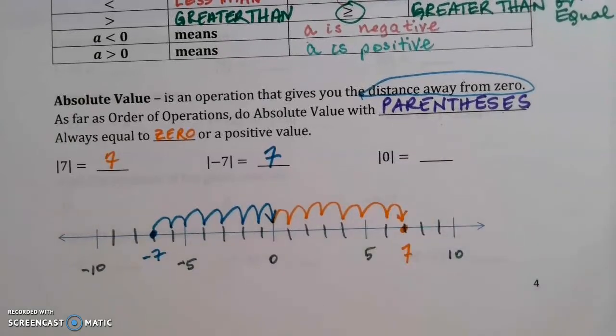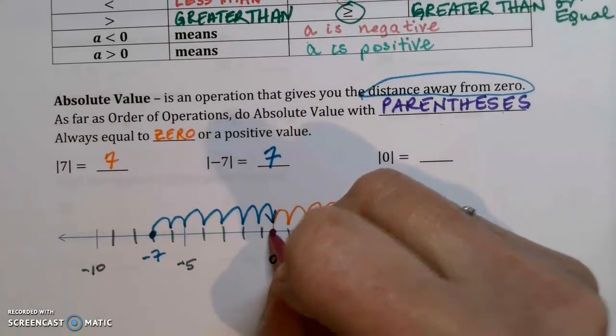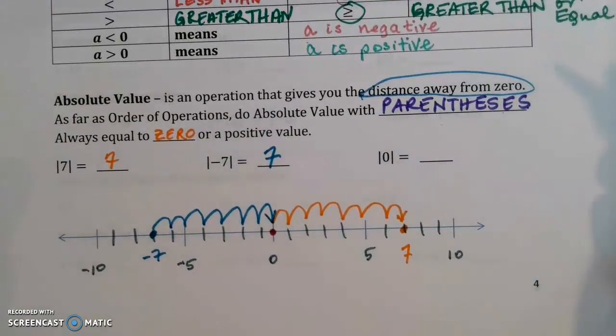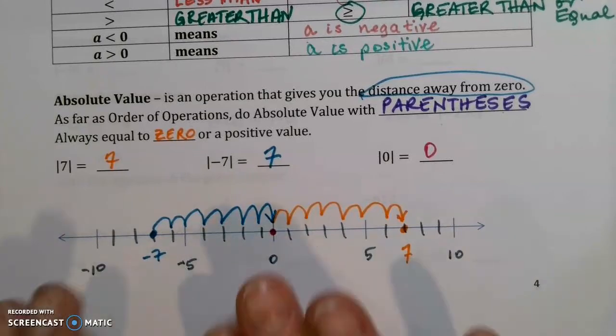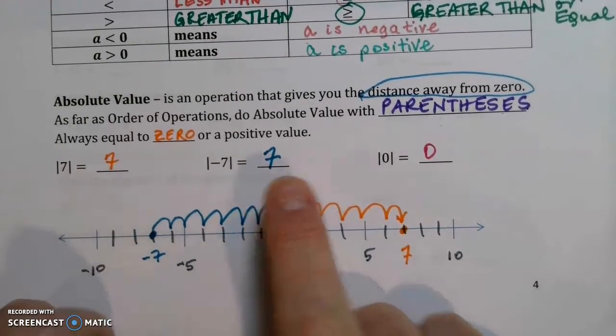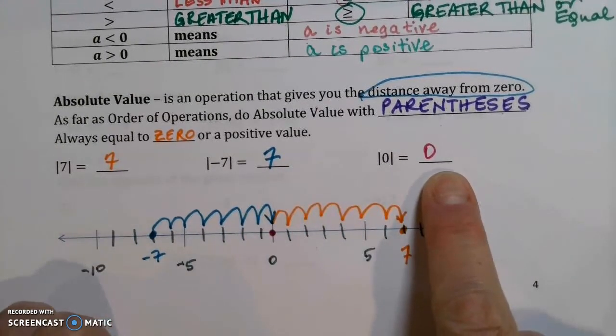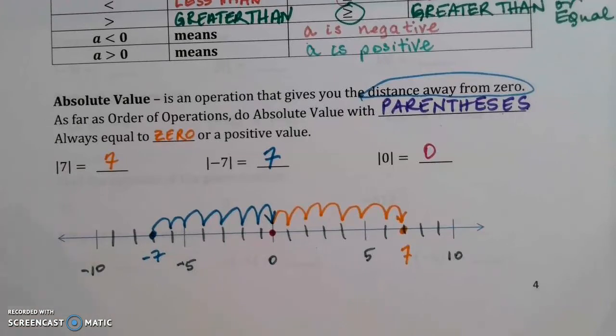And we're always going to have that be a positive value. Now, if I'm given 0 itself, I'm already here. I'm at 0. So I am 0 away from 0. So my distance is 0. So my absolute value will always either be a positive value or 0 itself, if that's the value I'm starting with.